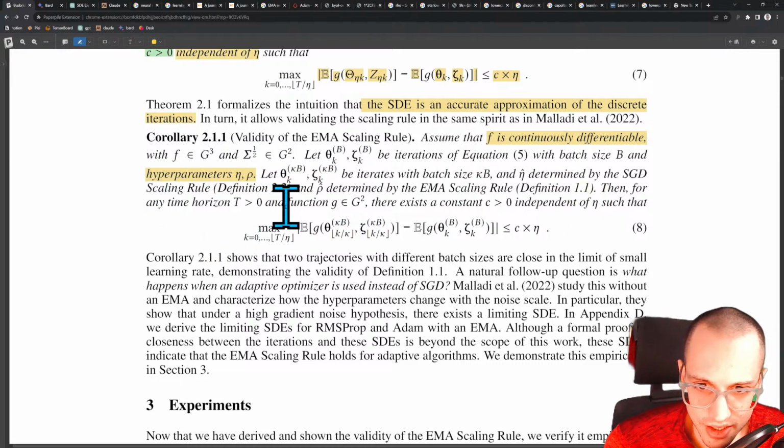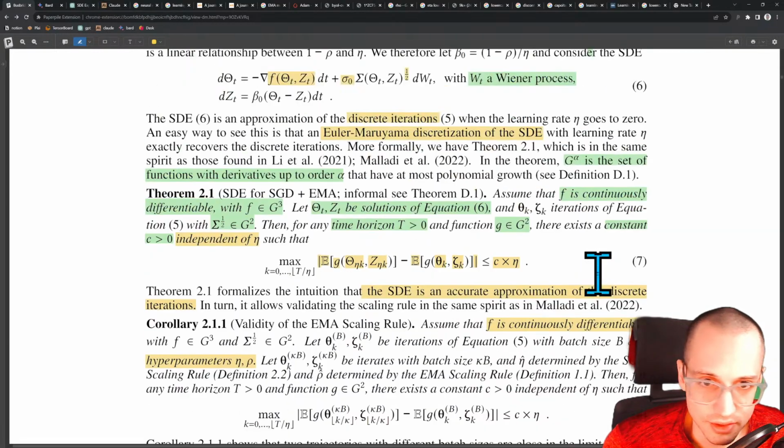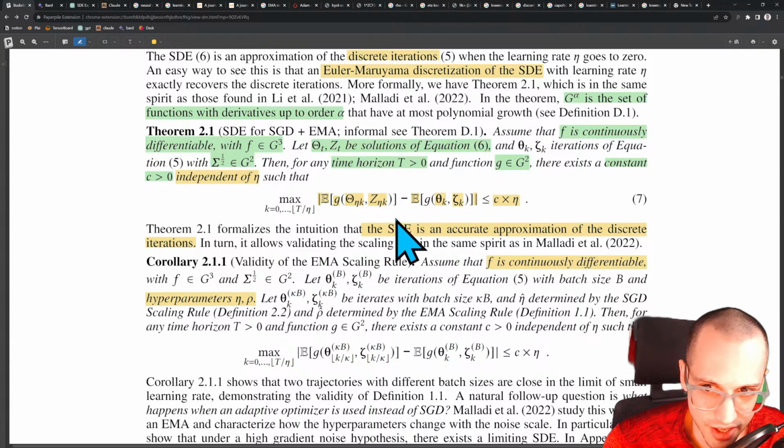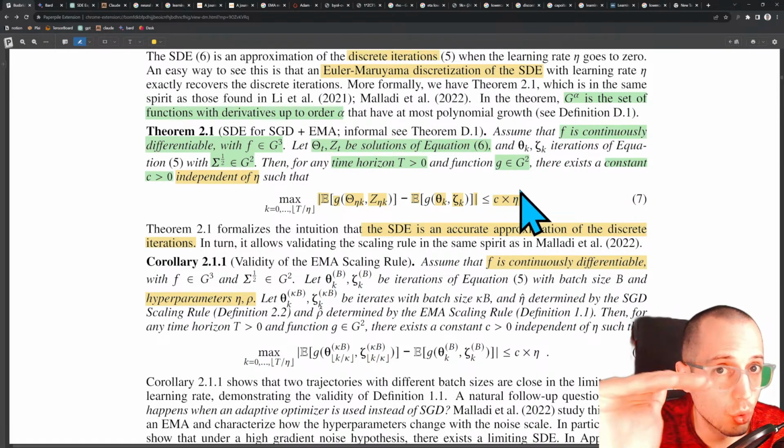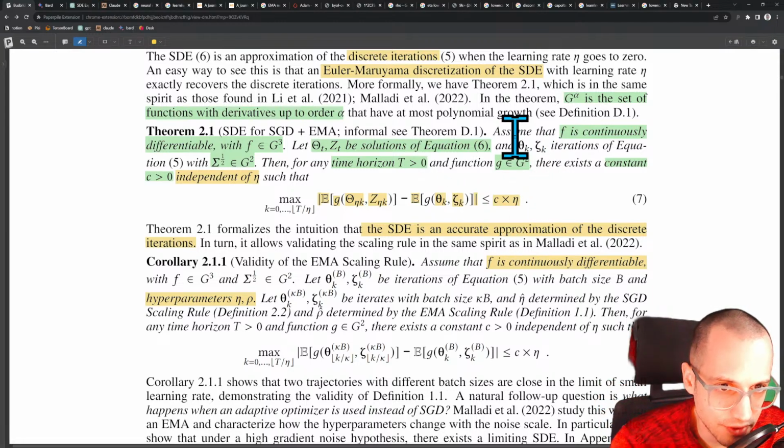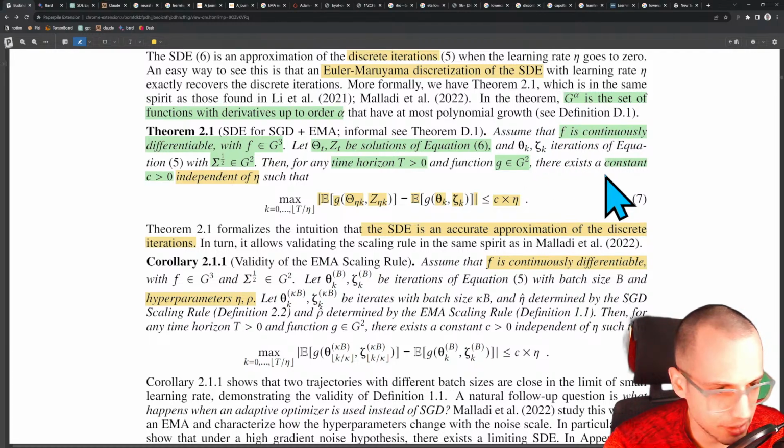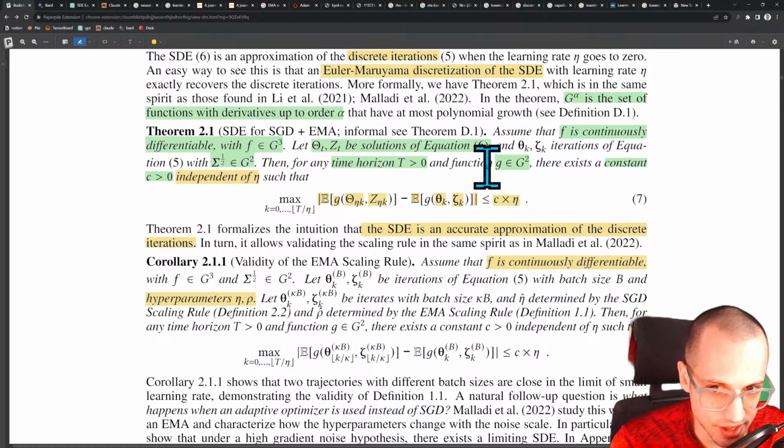Then for any time horizon t and function g, there exists a constant c independent of eta such that, okay, so basically they're setting up the same thing. So see this, these theorems have a very specific form, every single word here. There's no extra filler words here. The words are ordered in a specific way. Think of this like code. If I took this theorem and I got rid of one of these words in here, it wouldn't make any sense. It's like because A, then B, therefore C, and as such we can say D, right?